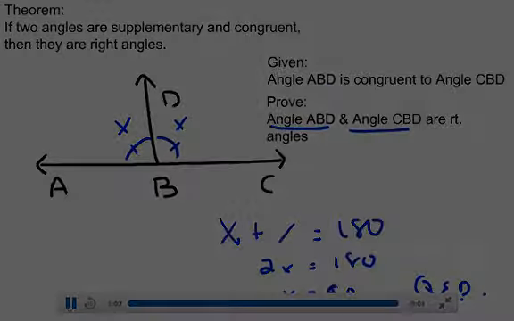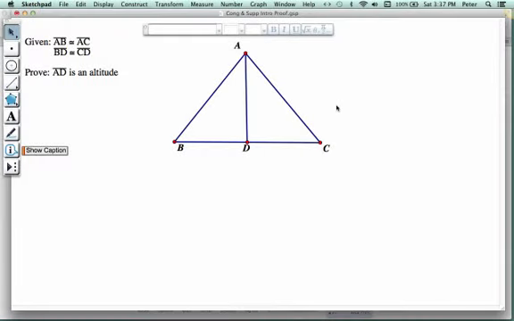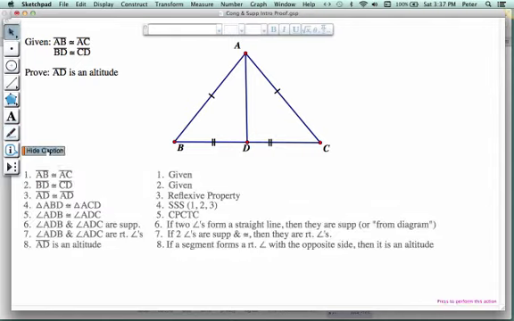So QED. Okay, let's take a look at how we would use this theorem in a proof. Suppose we are given that AB was congruent to AC and that BD was congruent to CD. How could we prove that AD is an altitude? Well, it's not the most difficult proof. Let's take a look at it.